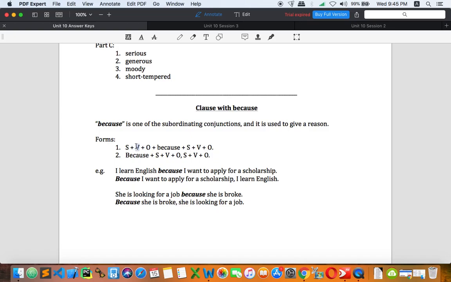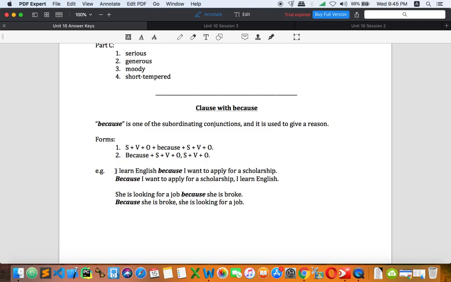Everybody, subject, verb, and object right here, it doesn't mean that it's only about the present verb. You can use any tense. You can use present perfect, future, past, or whatever. So the first form, we use because to separate the two clauses, and number 2, because at the beginning of the two clauses, but you need to use a comma to separate the two of them. So we have two forms right here.